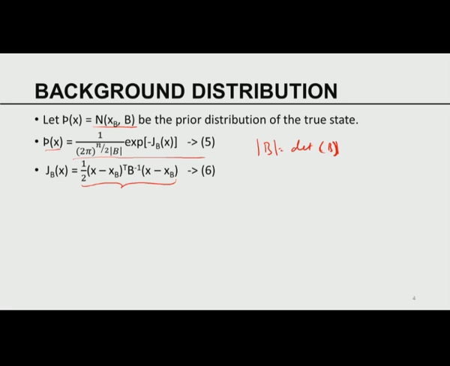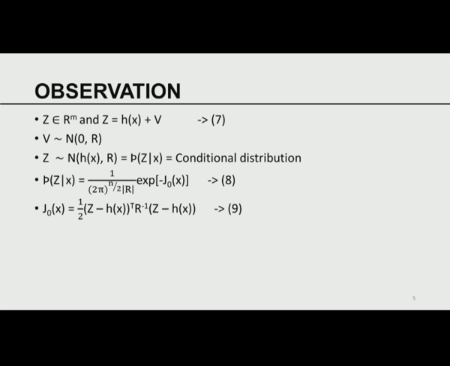It is all invented by the same person. So it is this JB, the mean square type objective function, that gives rise to the bell shaped curve. So this is the functional form. It is very important to understand this functional form. So this is the information about the background. Now let us go to the observation. Z is the observation.